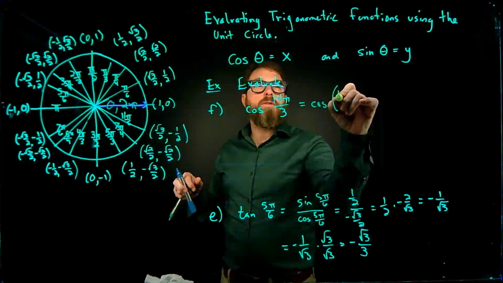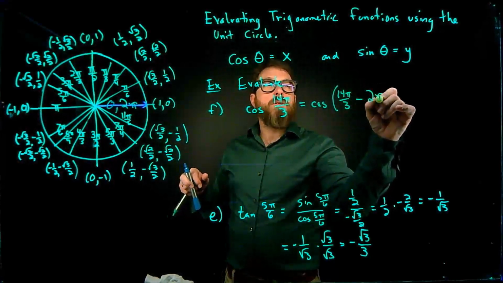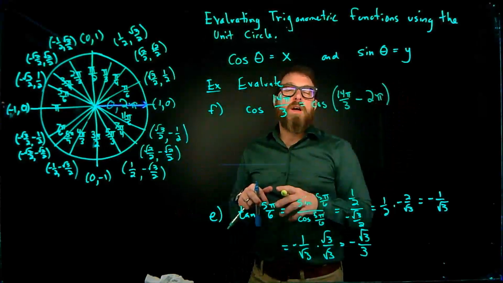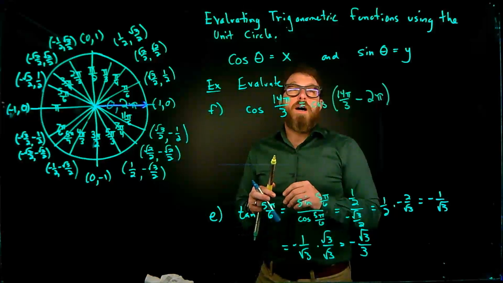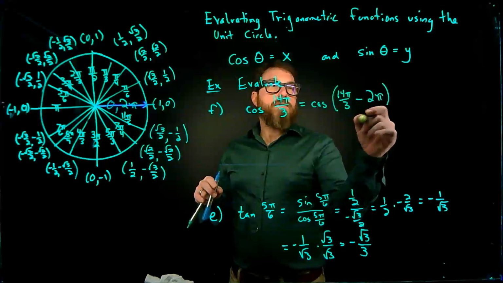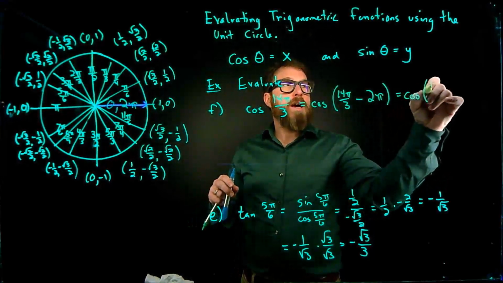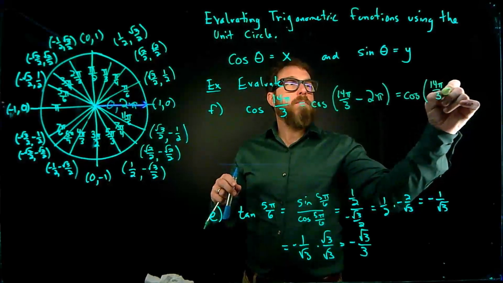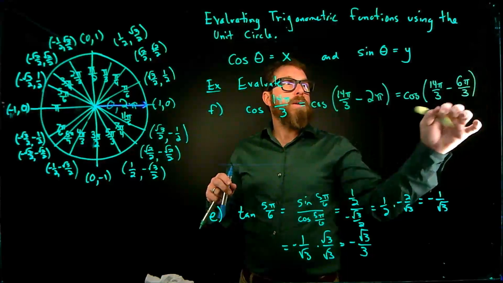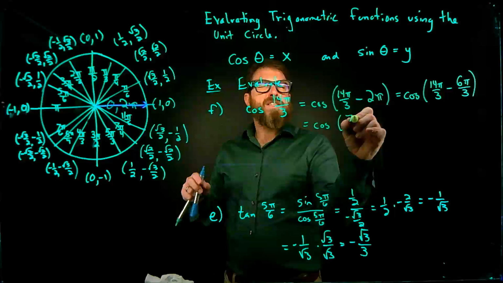a coterminal angle. So you can take 14 pi over 3, and then I can subtract off, say, a multiple of 2 pi. As long as I subtract off a full revolution, we know that it's going to have the exact same terminal side. So then 14 pi over 3 minus 2 pi, I have to get a common denominator. So this is going to be the cosine of 14 pi over 3 minus 6 pi over 3, which is going to give us the cosine of 7 pi over 3.